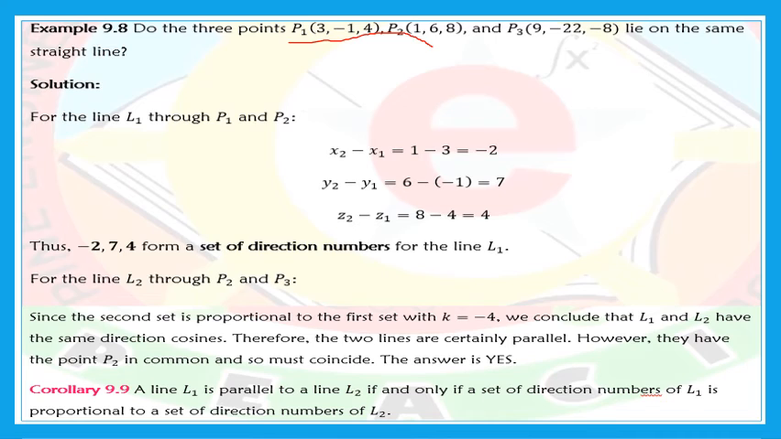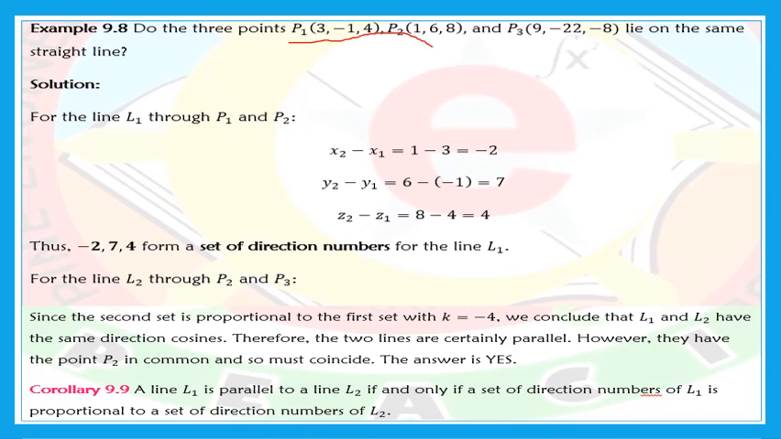So, we conclude that L sub 1 and L sub 2 have the same direction cosines. So, pag proportional yung dalawang set of direction numbers ng dalawang line, ibig sabihin nun, parehas sila ng direction cosine. So, therefore, the two lines are certainly parallel. Basta the same sila ng direction cosines, ibig sabihin nun, parallel yung dalawang line na yun. However, they have the point P sub 2 in common and so must coincide. So, the answer is yes.